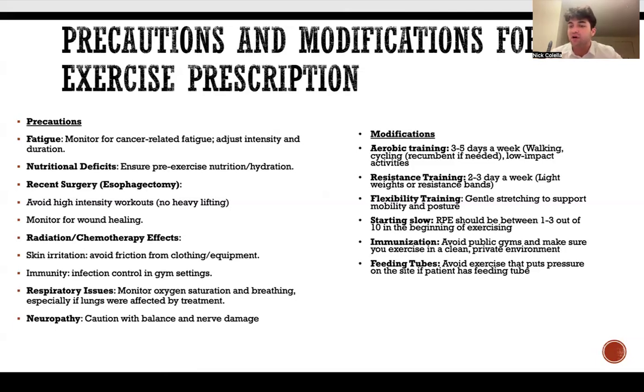Immunization, I would avoid public gyms and make sure my patients exercise in a clean, private environment. And feeding tubes, the last thing, I would always check for a feeding tube in patients with esophageal cancer. And I would avoid any exercise that puts pressure on that site if the patient has a feeding tube.